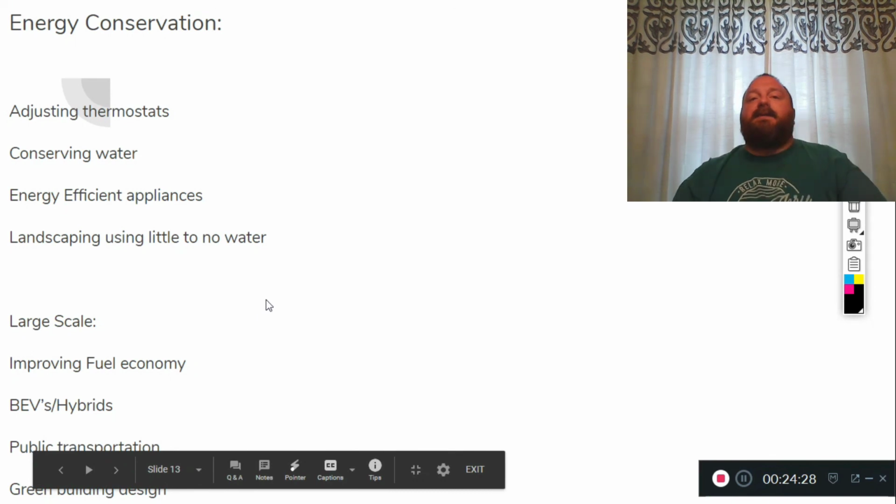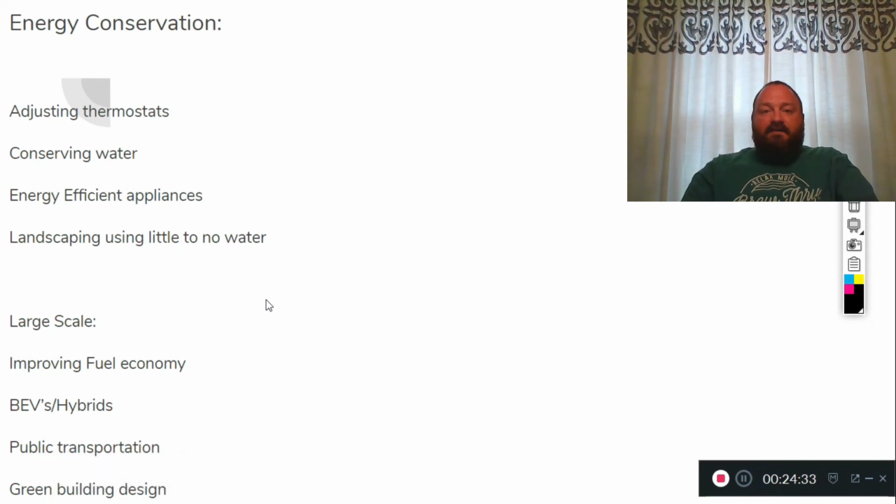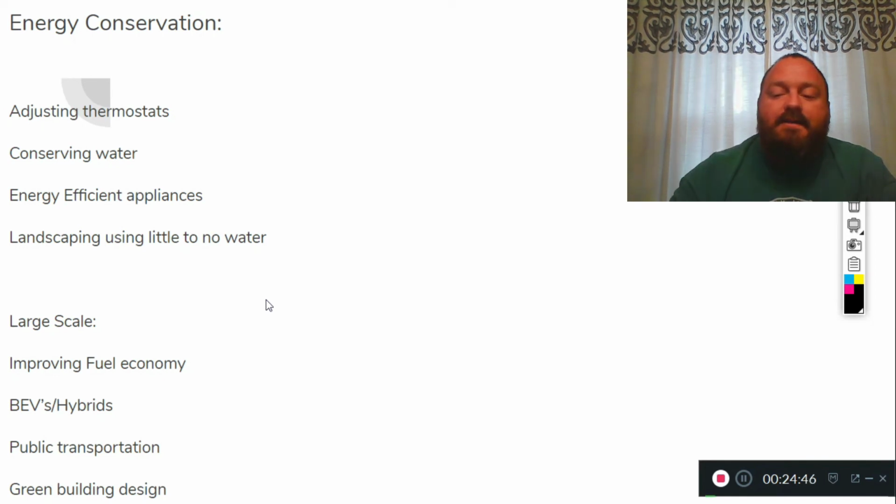And then the other one is green building design. The green building design is things like using living roofs, passive solar energy design, roof overhangs, things like that. Things that make the buildings more efficient. The more efficient a building is, the less energy that has to go in towards heating and cooling them. So all those are ways to improve energy conservation practices.